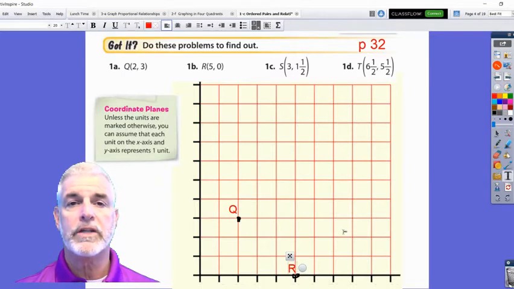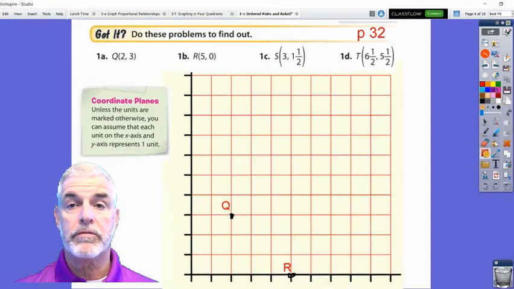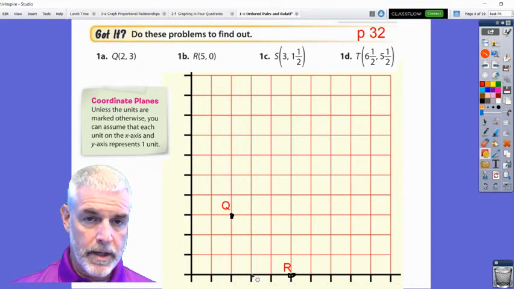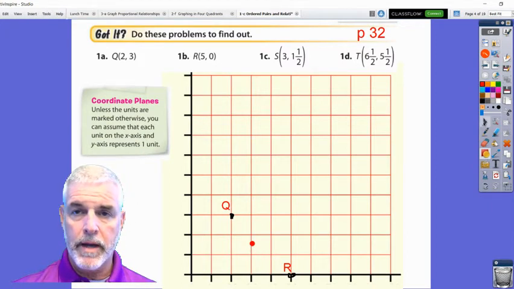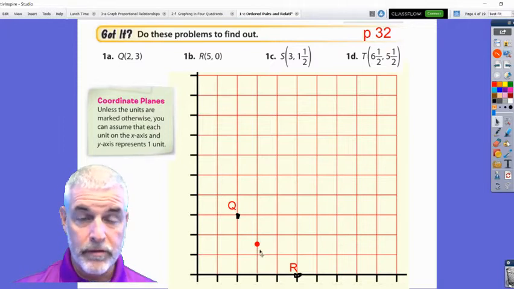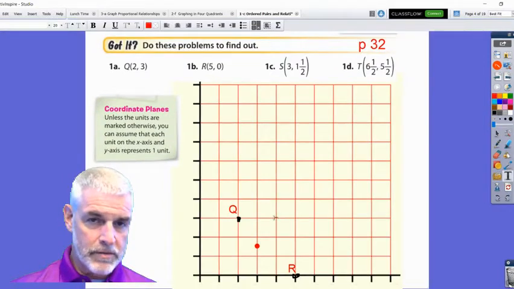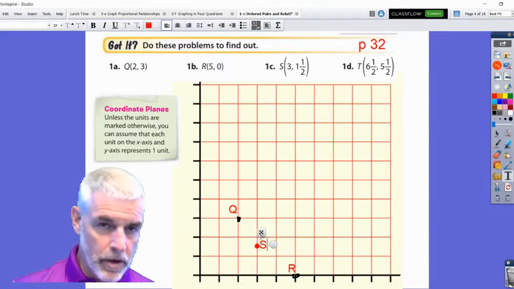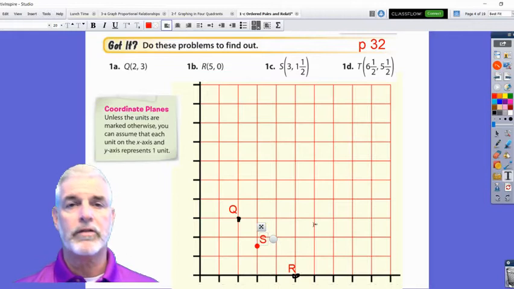Point S, number 1C: 3, 1.5. Well, 3 is going to be easy, 1, 2, 3, and 1.5. So I go to 1, and then I go halfway between 1 and 2. Puts it right there. Halfway between 1 and 2 would be 1 and 1/2. If it was 3/4, you go 3/4 of the way. If it's 0.4, you go 4/10 of the way. Hopefully your fraction and decimal understandings are good enough to do those, because that's something you need to be able to do, especially in an accelerated class.